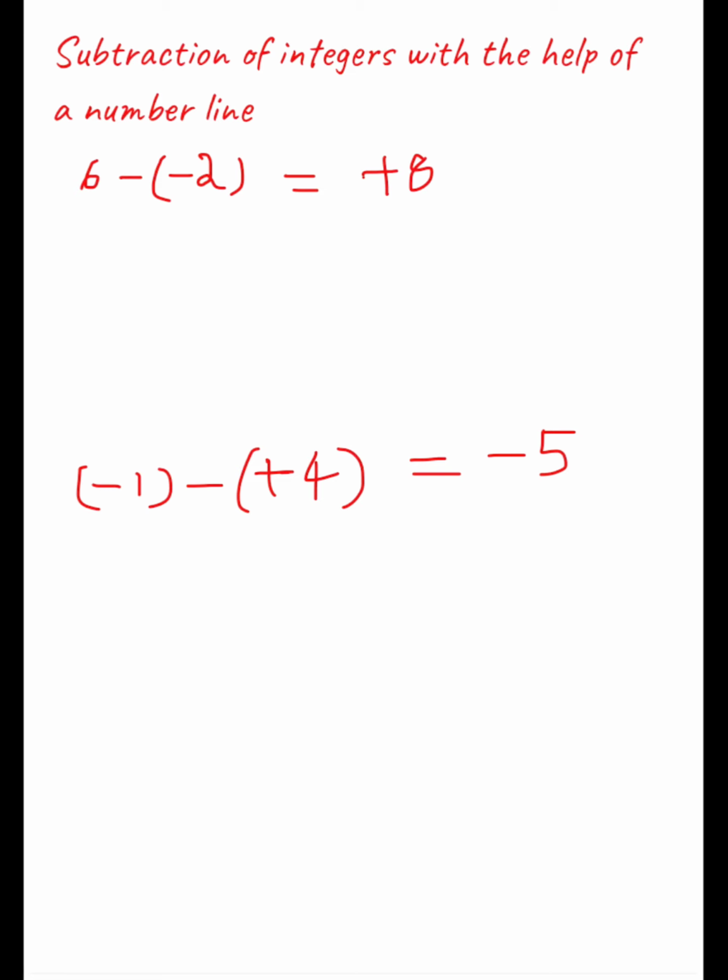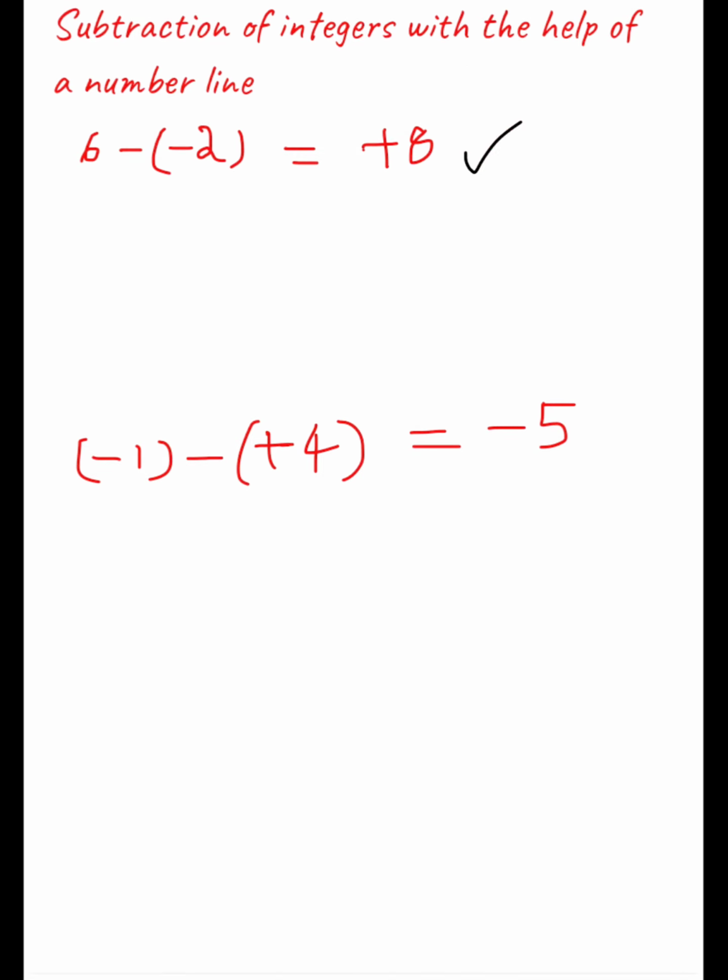So here in the first case we got the answer as plus 8 and in the second case we got the answer as minus 5 by using number line. Now let's see what happens when we are subtracting any two integers without using number line. So in the first case you can see that we got the answer plus 8. That means when we are subtracting minus 2 from 6, we got the answer as 8.